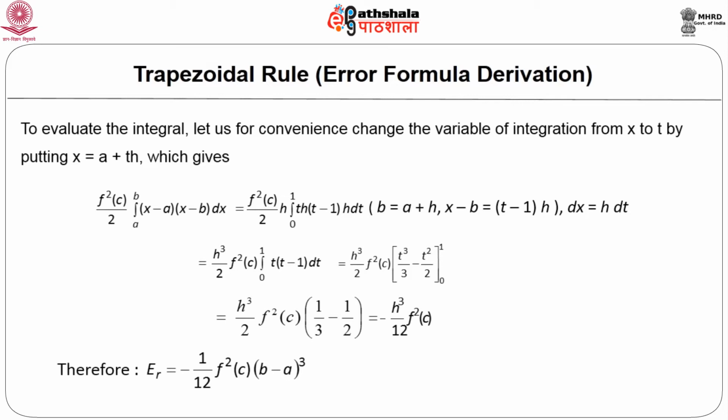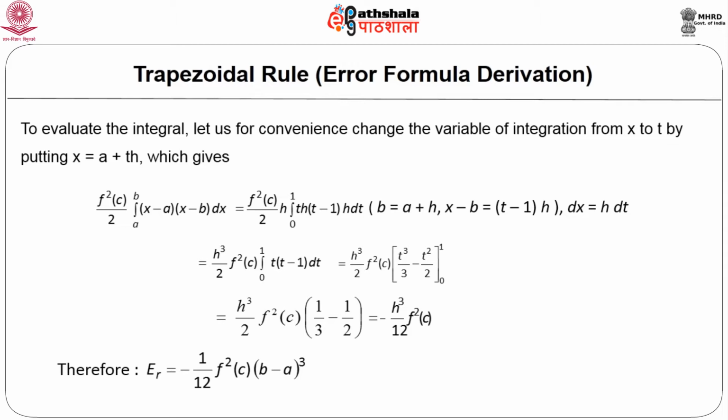This expression t(t minus 1) is t squared minus t, integrate from 0 to 1. So, t cubed by 3 minus t squared by 2 from 0 to 1, and that is h cubed by 2 into second derivative at c, 1 by 3 minus 1 by 2. So, the result is minus h cubed by 12 and second derivative at the point c. Our h is b minus a, so we can say the error E is minus 1 by 12 second derivative at c, (b minus a) cubed, where c is some point in the interval a to b.